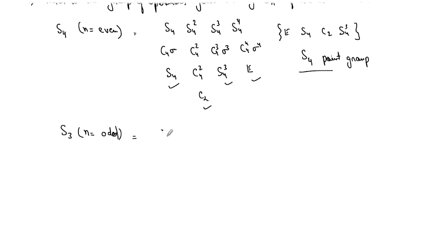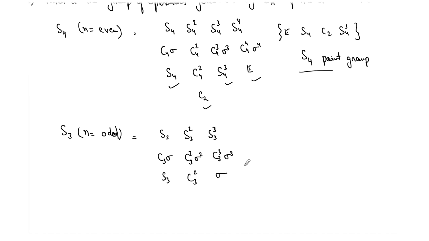So what are the operations generated by S3: S3, S3 to the power 2, S3 to the power 3, and so on. We have to keep going till we hit E, right? Let's see if we have already hit E at S3 to the power 3 or not. S3 will be equal to C3 sigma, which is nothing but S3 again. S3 square will be C3 square sigma square. Sigma square is E, so you can write it as C3 square. S3 cube will be C3 cube and sigma cube. C3 cube is E and sigma square is E, so you are left with one sigma.